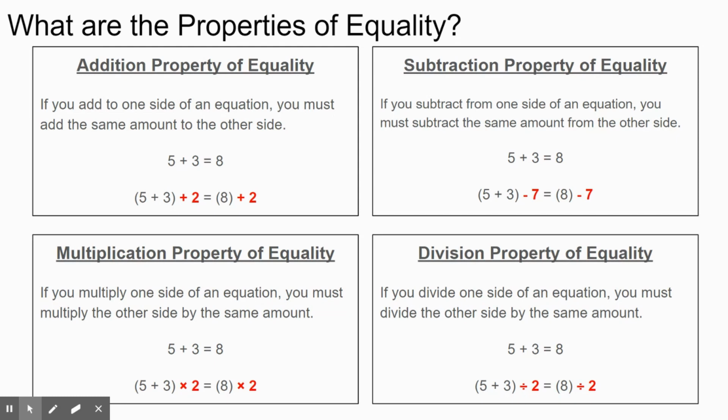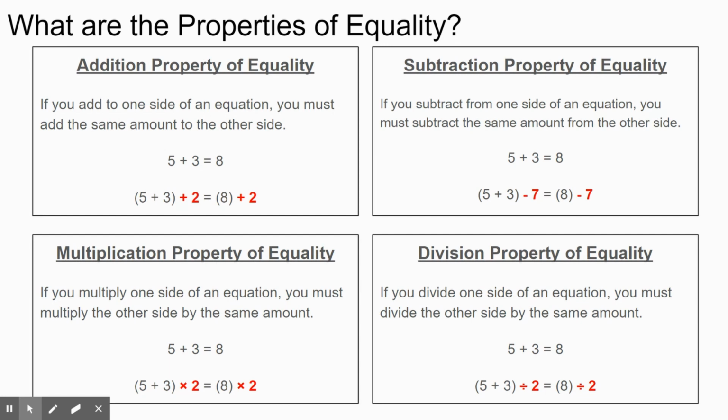Again, the same thing. If you multiply something by one side of the equation, you have to multiply it by the other side as well. In this case, we're just multiplying by 2 for both of them. And then the division property of equality, again, same idea. If you divide one side of an equation, you must divide the other side by the same amount.